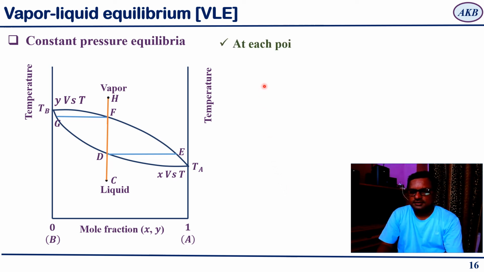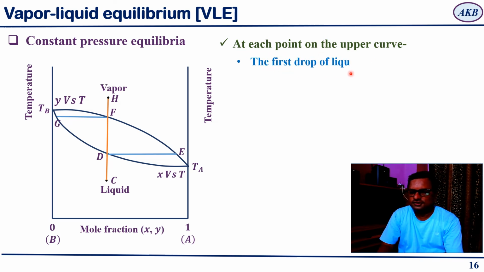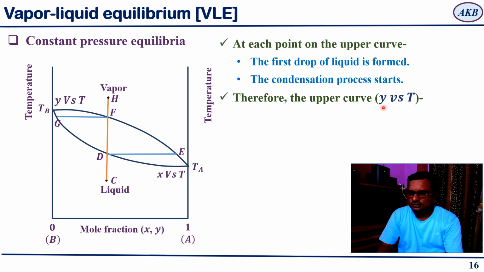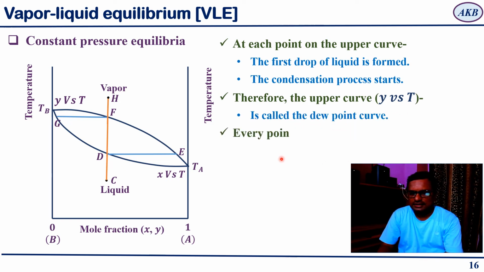So again, I have rewritten those points. At each point on the upper curve, the first drop of liquid is formed. The process of condensation starts, and therefore the upper curve, that is the y versus T curve, is called the dew point curve.